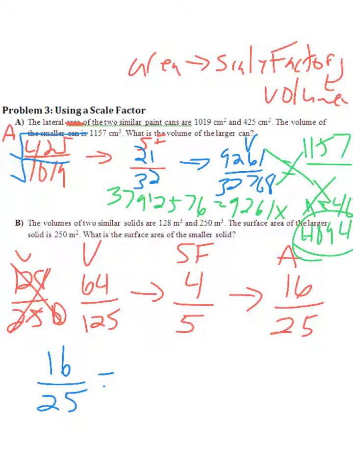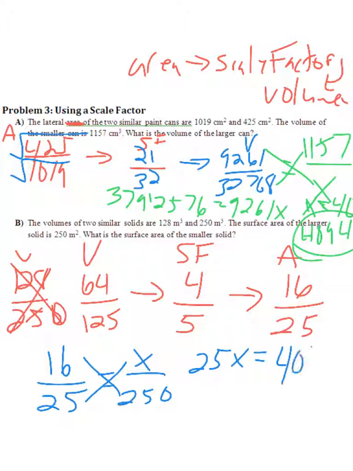What I'm going to do next is they tell me that the surface area of the larger one is 250, so I'm going to put 250 on the bottom, x on the top, and I'm going to cross multiply. So I'm going to get 25x is equal to 16 times 250, which gives me 4,000. Divide both sides by 25, and I should get 160 square meters.